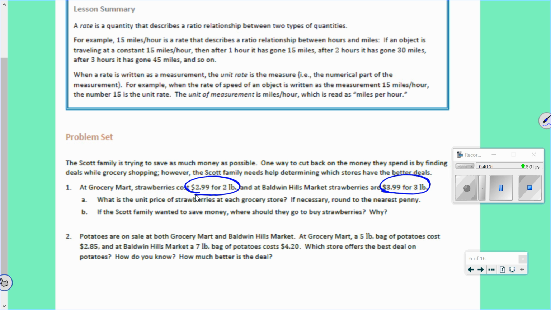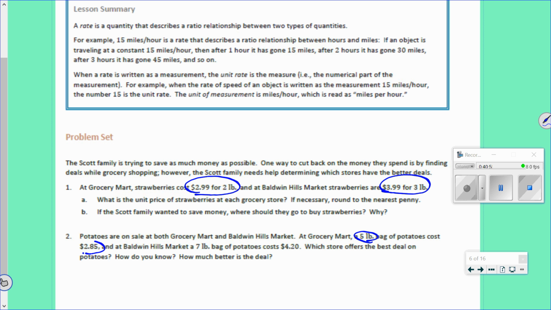How do I know which one is the better buy, guys? Devin? Whichever has the lower unit price. Okay, what do you mean by lower unit price? Whichever costs less for 1 pound. Less for 1 pound. The way these are being set up, it should be less for 1 pound. So this one, I want the less for 1 pound. This one, they do the other way.